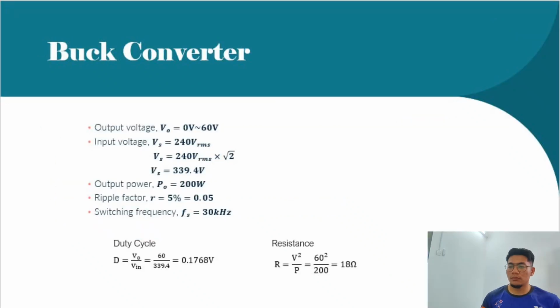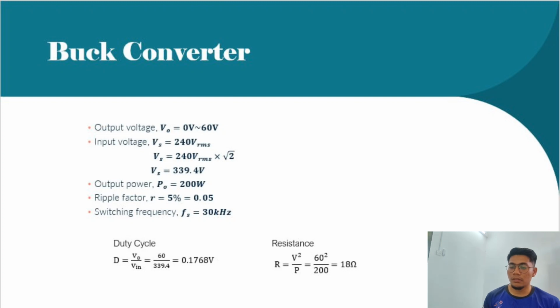In this assignment, we use 60 volt as the output voltage in the buck converter, and the input voltage must be converted from the RMS value to the peak value, which is 240 volt RMS multiplied by square root of 2, and we get 339.4 volt. For the switching frequency, we use 30 kHz.